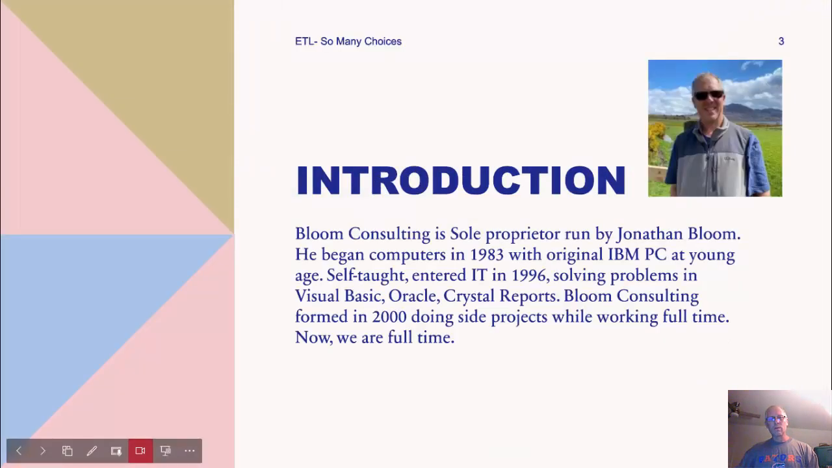So, a little bit about me. Bloom Consulting is a side business I've been running since 2000. I do projects including data governance as well as the Azure data ecosystem.